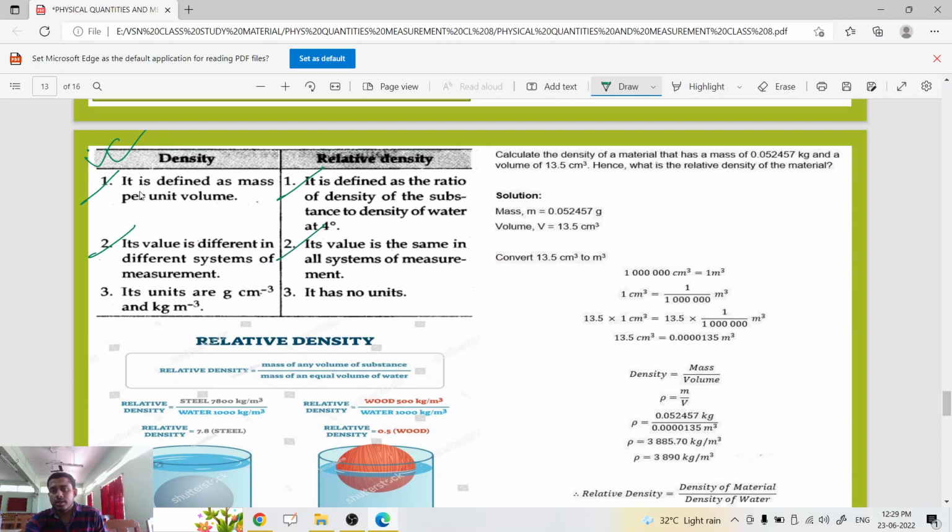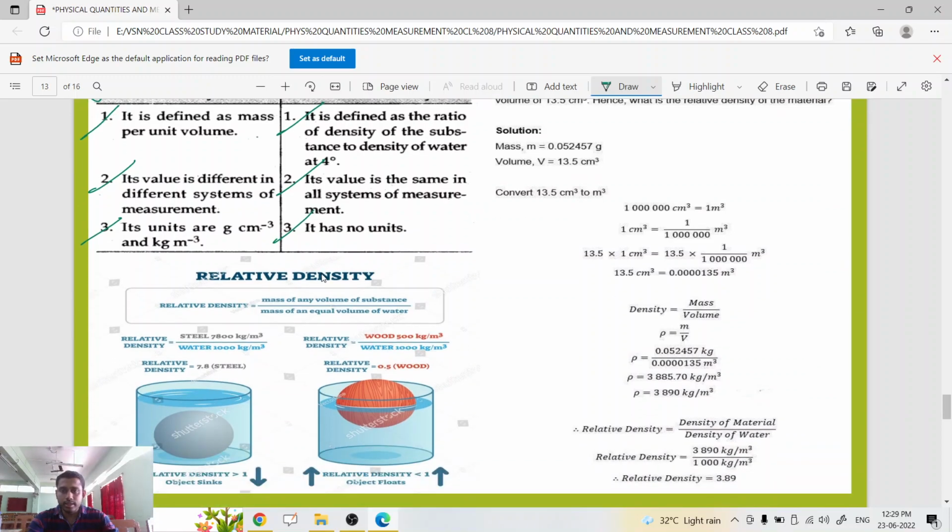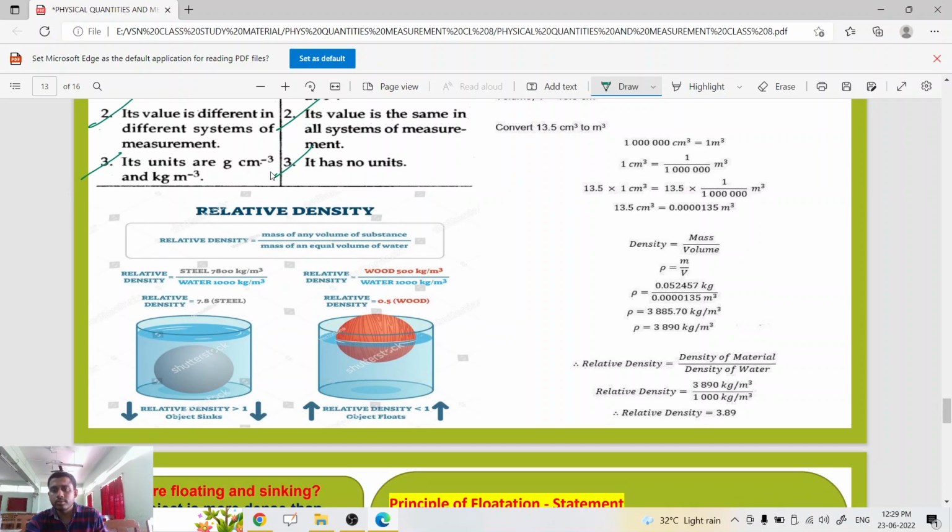For density, the units are gram per centimeter cube in CGS and kg per meter cube in SI. But relative density, as it is the ratio of two densities, has no units. And this is the difference between density and relative density. Again, from this figure you can relate: relative density is equal to the mass of any volume of substance divided by the mass of an equal volume of water. Here just remember the line, equal volume of water.